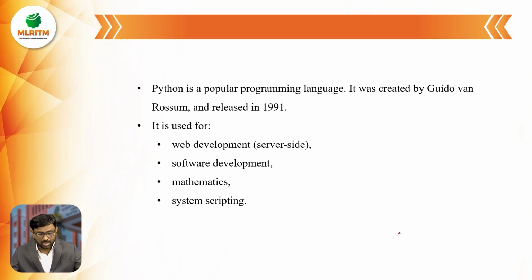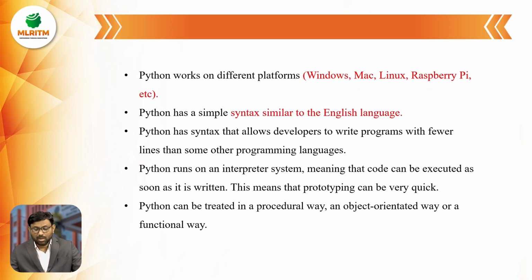So the applications of Python include web development, software development, mathematics, and system scripting. Python works on different platforms like Windows, Mac, Linux, and Raspberry Pi. That's why it is called platform independent. Python is called platform independent because it can work on different platforms like Windows, Mac, and Linux.